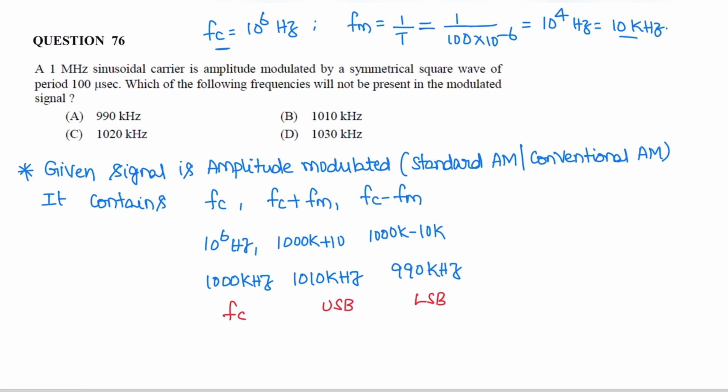So 990 is present, and 1010 is present. 1020 and 1030 are the correct options. So the frequencies not present are both C and D, but as per the key only option C is correct, although the 1030 frequency component also does not exist.